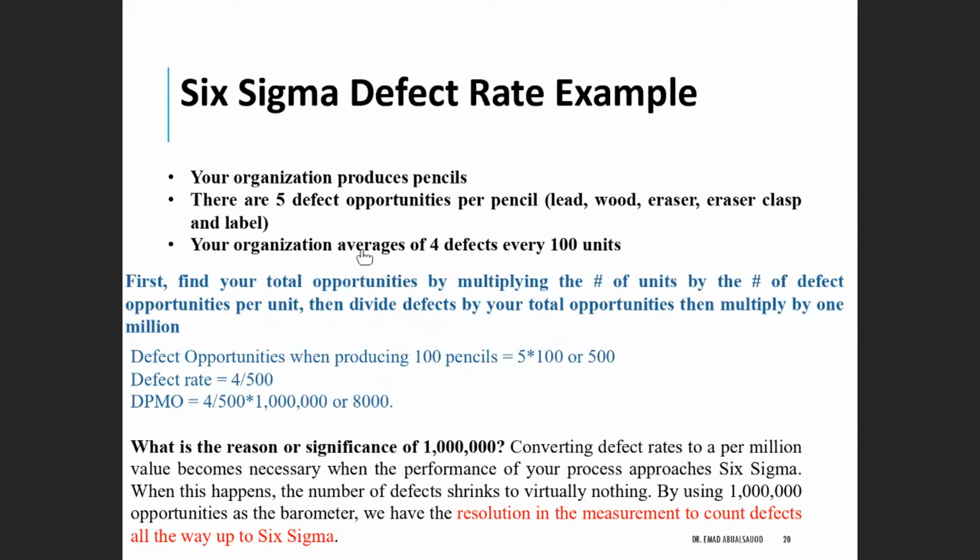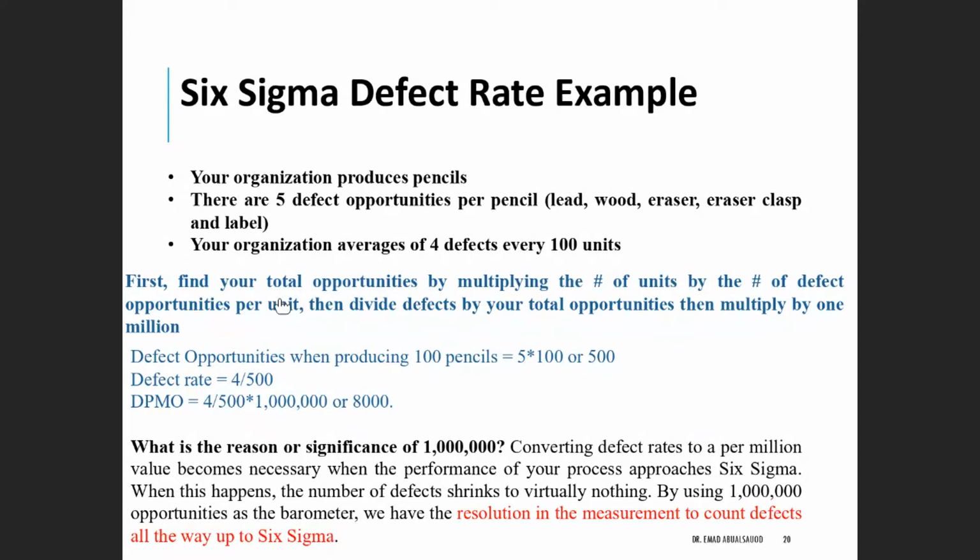Your organization averages 4 defects every 100 units. It has an average of four defects in 100 units. For every 100 units they found 4 defects. Calculate or determine the DPMO for this example.